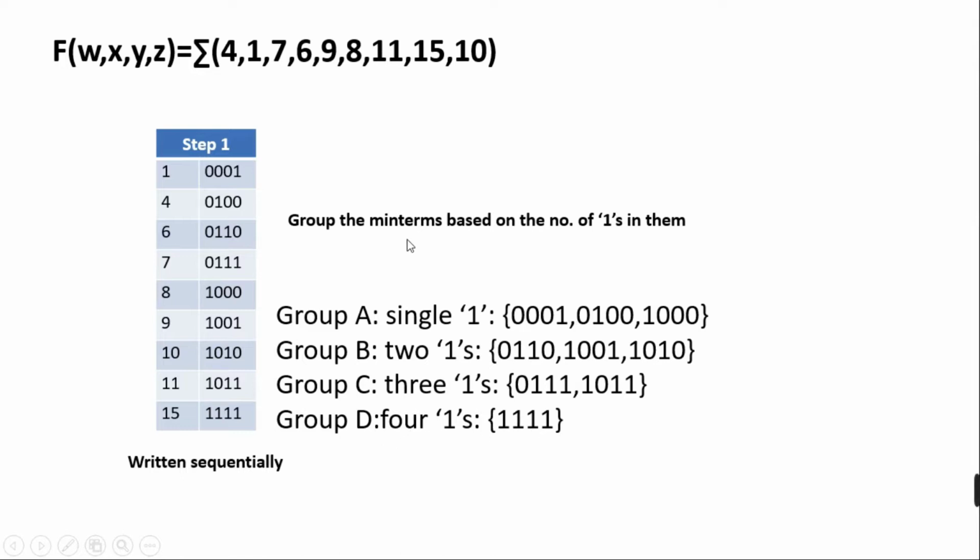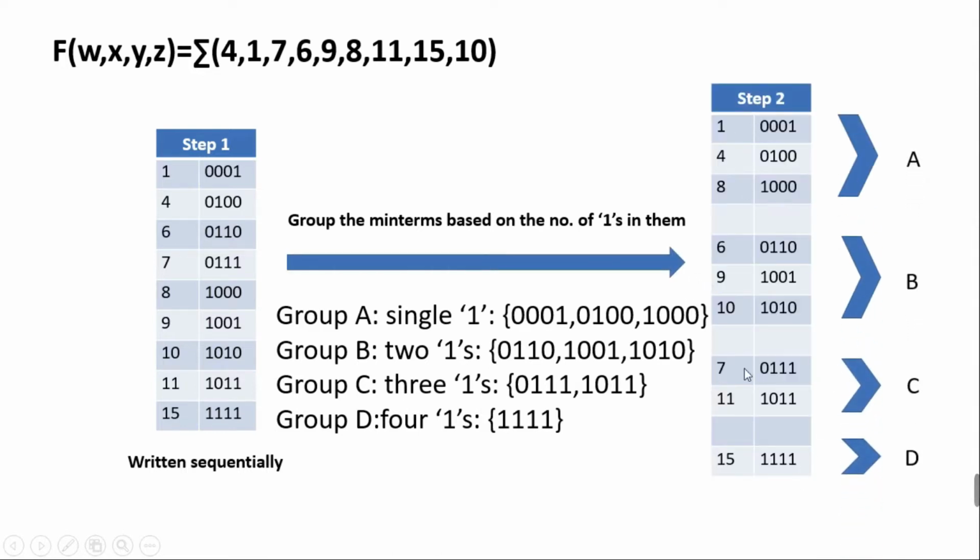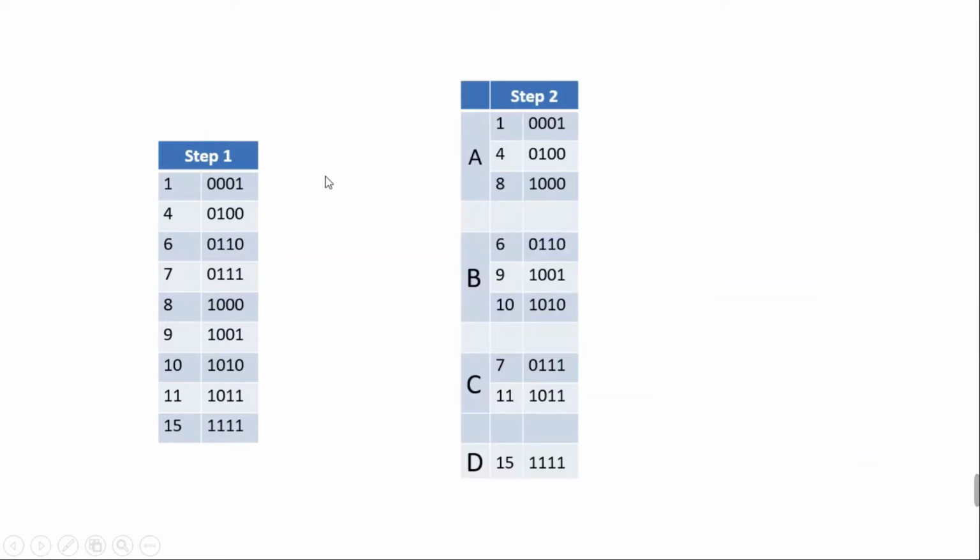So we're going to group the min terms based upon the number of ones in them, and then we're going to put them into a different table, and that will be our step 2. In step 2 we just divided all of our binary numbers into separate groups based upon the number of ones in them. So our groups look like this right now. There are 4 groups in step 2, group A, B, C, and D.